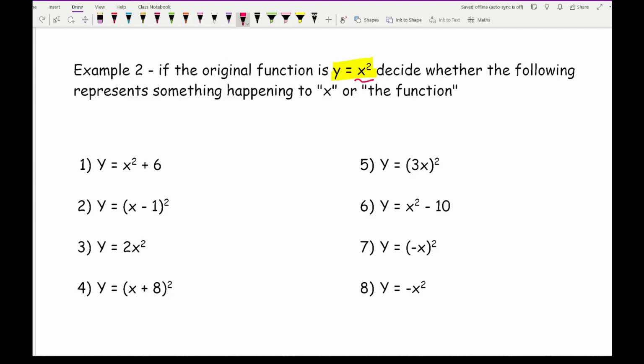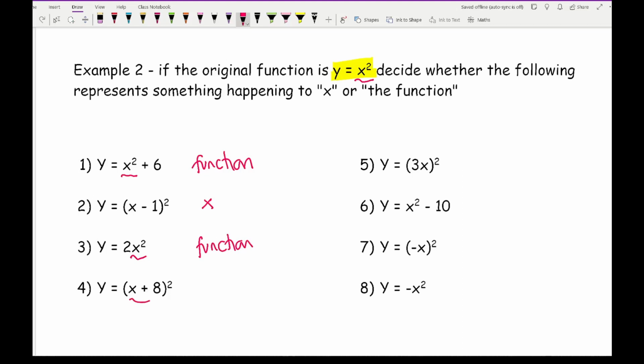So again, looking at number 1, you can see that I've still got x squared and it's not been touched. So that is something that's happening to the function. For question 2, I can't see x squared, but I can see x minus 1 squared. So there we're doing something to the x. For question 3, you can still see the x squared. So this is something that we're doing to the function.